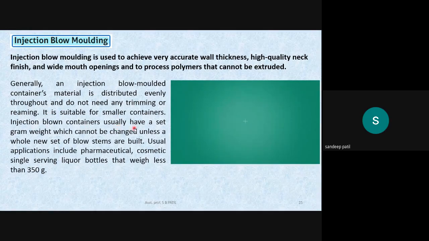Injection blown containers usually have a set gram weight which cannot be changed unless a whole new set of blow systems is built. So the quantity of the input plastic material is also defined before injecting into the blow molding process. The usual applications include pharmaceutical, cosmetic, and single serving liquor bottles that weigh less than 350 gram. So let us see this process, that is the injection blow molding process.